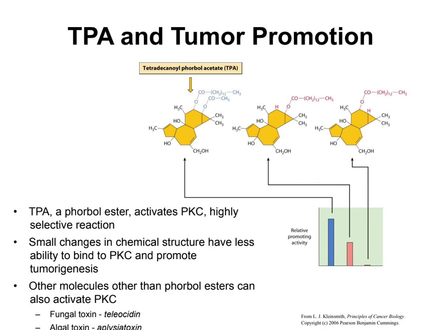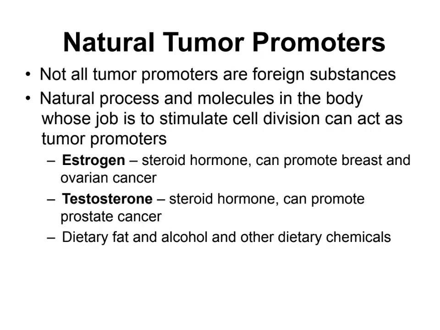There are other molecules that are known to activate PKC, and this includes a fungal toxin and an algal toxin that are listed here. So in general, a lot of times when we think about tumor initiators and tumor promoters, we think that these are going to be things that are happening outside of our body that we are exposed to. But it is possible for us to have natural tumor promoters. So not all tumor promoters have to be a foreign substance.